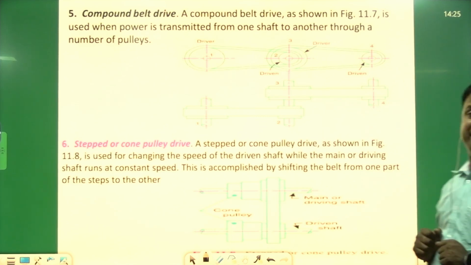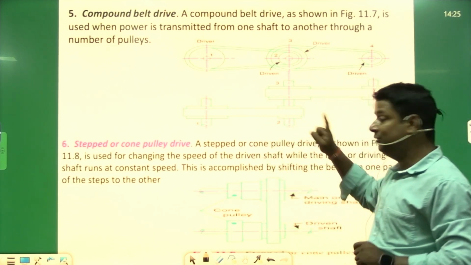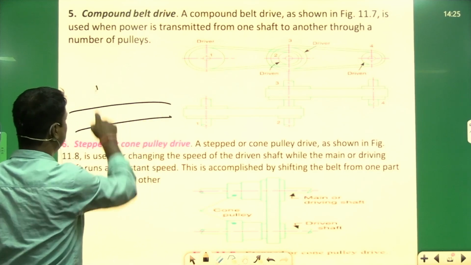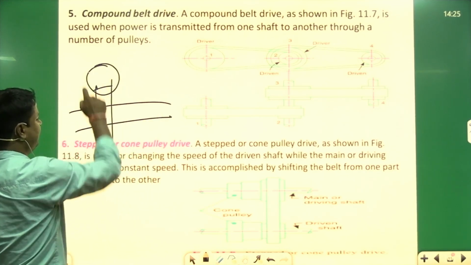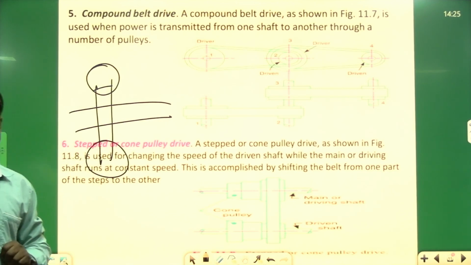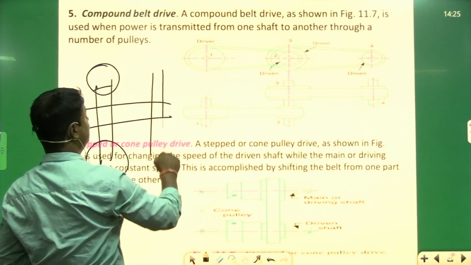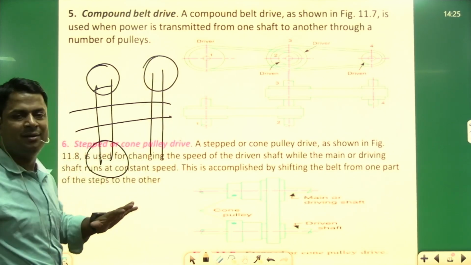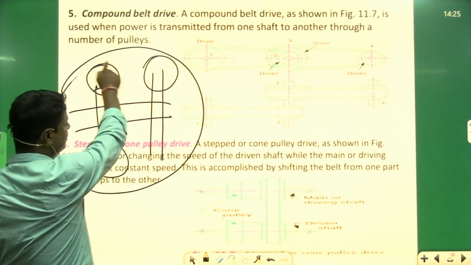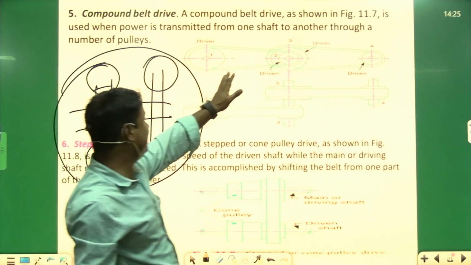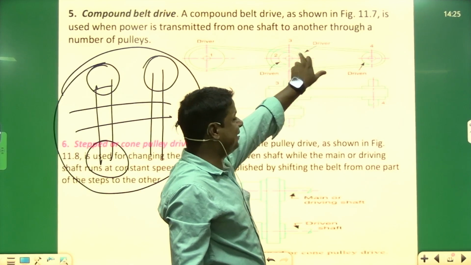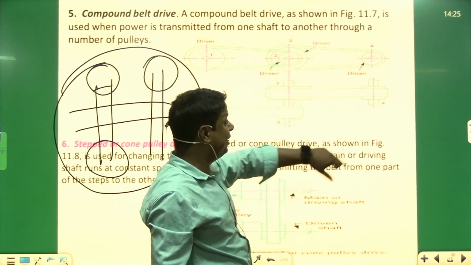This is the compound belt drive. Look here, when two pulleys are connected on one shaft, it is known as a compound belt drive. If one pulley is connected on one shaft, it is a simple gear train, and the complete arrangement is known as a compound gear train. Look here, 1 is the driver, at 2 there is a driver pulley, at 3 there is a driver pulley, and now 4 is the driven.